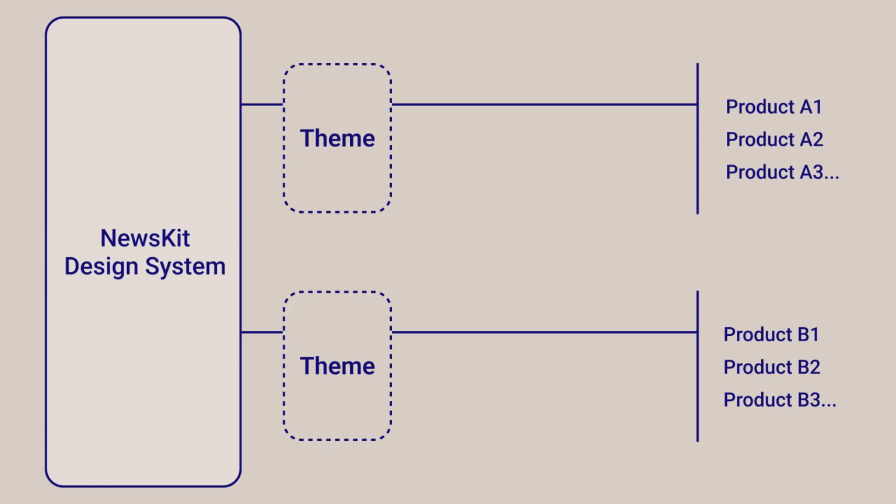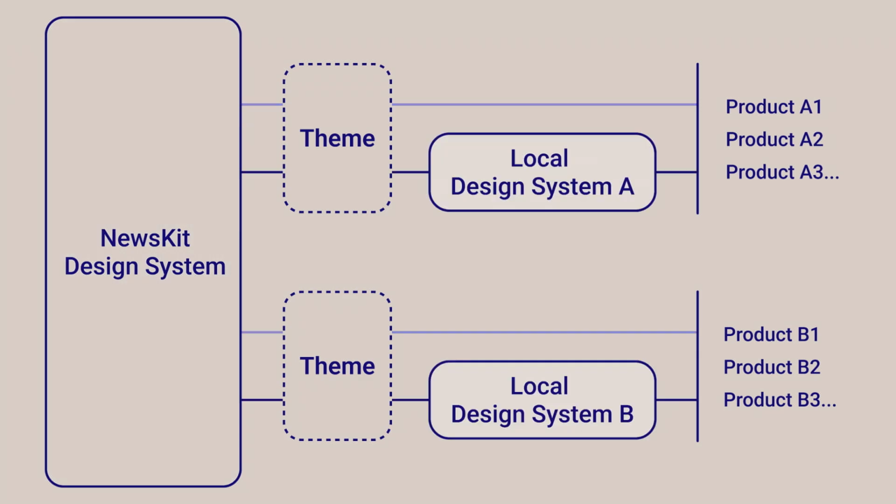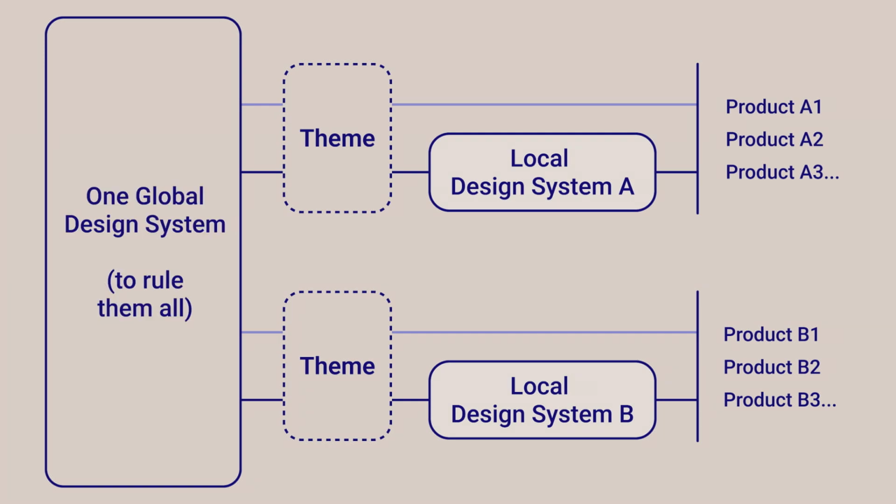As a super simplified diagram of how NewsKit works, we have the core NewsKit design system with its base components. Components are themed and consumed into products. Title teams can also create their own local design systems. If they want to build complex components atomically, they have all the base atoms and utilities from the core. If the core design system is mandatory, it doesn't limit what teams can build with it or impact how the product looks. It just ensures a solid foundation.